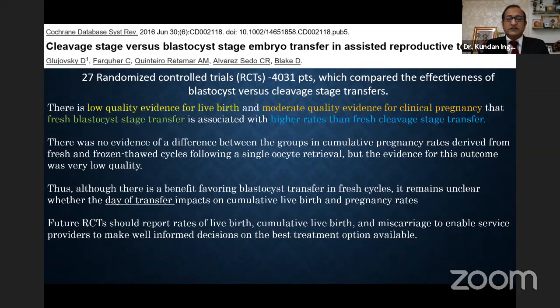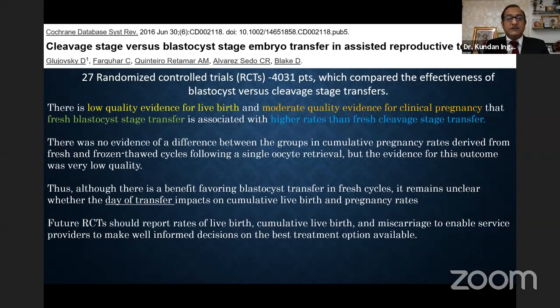Now, this was another review, a Cochrane database systematic review in 2016, and it clearly says that doing a fresh blastocyst transfer is associated with a higher clinical pregnancy rate, and we have moderate quality evidence for that.